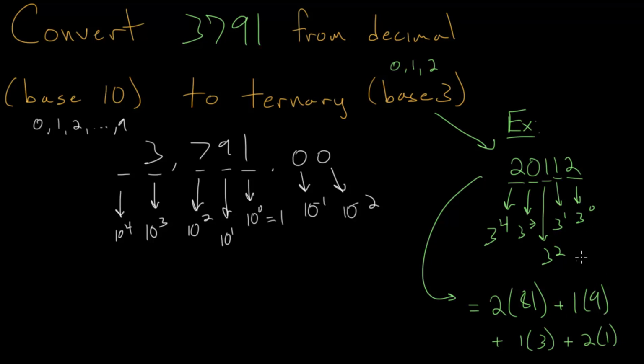And if we add all of these together, this is 162 plus 9, that's 171, plus 5 would be 176.